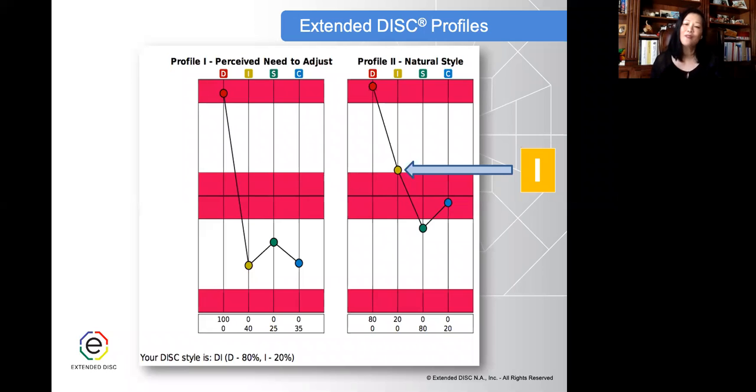Where do I get these numbers? We've made your life easier. You can see in the lower corner below profile 1, there's a statement that says your DISC style is.